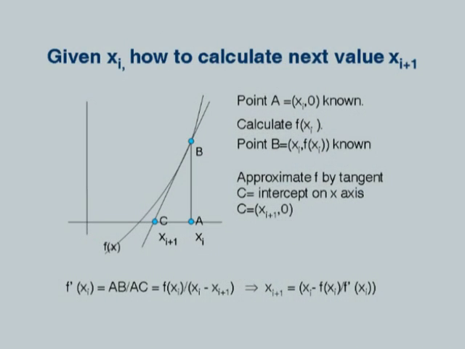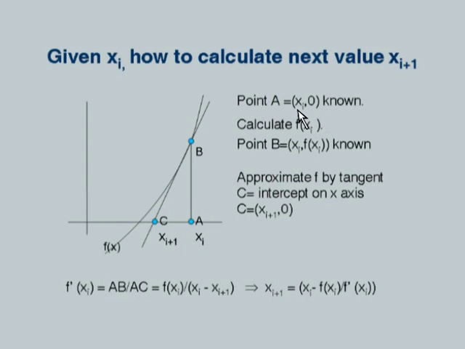This is what we were trying to do: given x_i, to calculate the next value x_{i+1}. So we started with some initial assumption of x_i, and we know this is the point A. Since this is the initial assumption, we know the coordinates, (x_i, 0). Then we said we'll find out the function value and calculate the point B, which is here. The coordinates of point B will be x_i and the y value, which is nothing but the value of the function. So (x_i, f(x_i)) will be this value, we said.